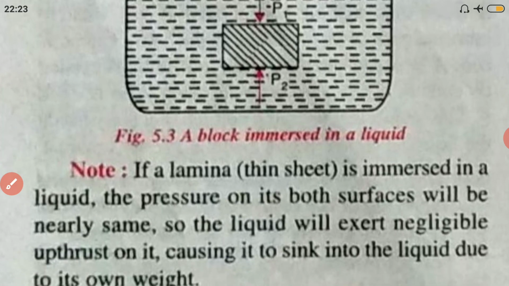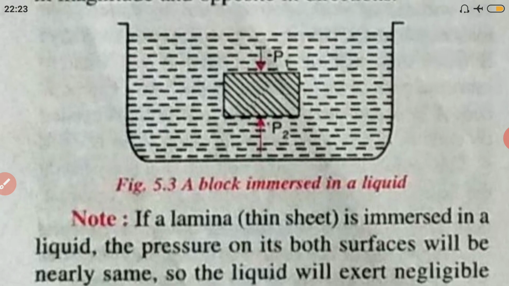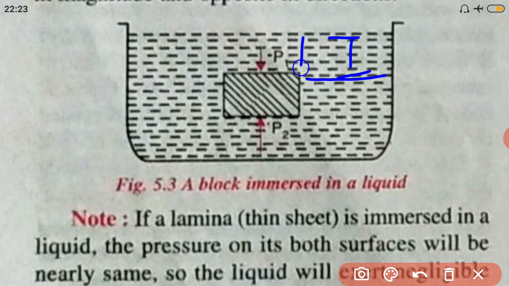So the last note: if a lamina, that is a thin sheet, is immersed in a liquid, the pressure on both its surfaces will be nearly the same. So the liquid will exert negligible upthrust on it, causing it to sink into the liquid due to its own weight. That means if I take a plate, there will be no height difference. Instead of a block, suppose only a single plate was taken, so the difference in the height of the liquid column here is negligible, only the thickness of this line.